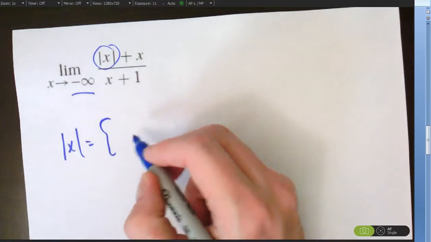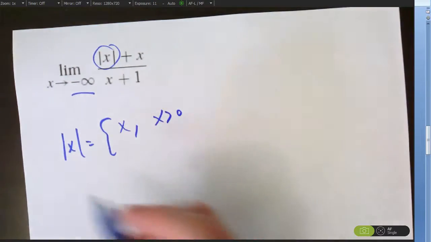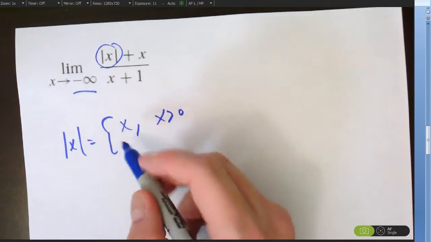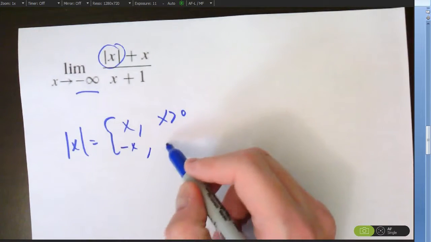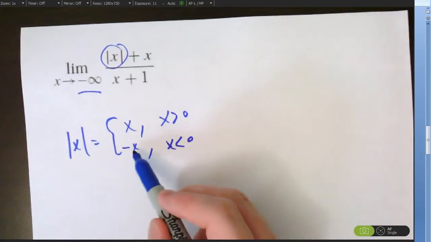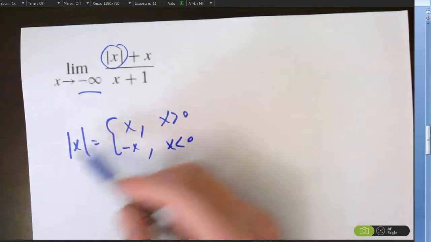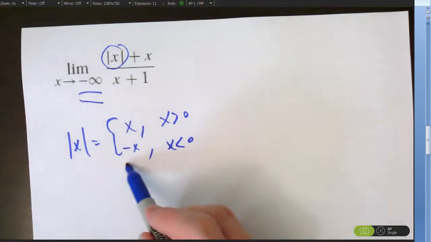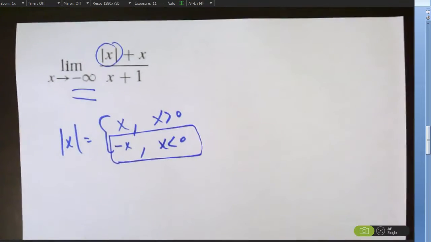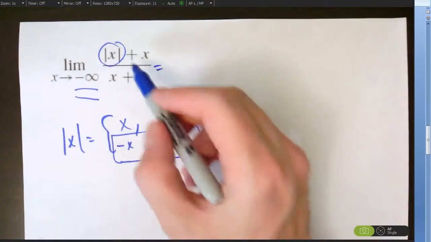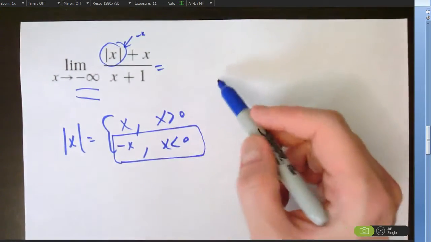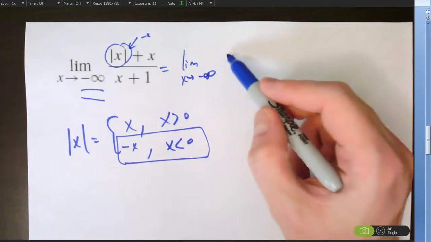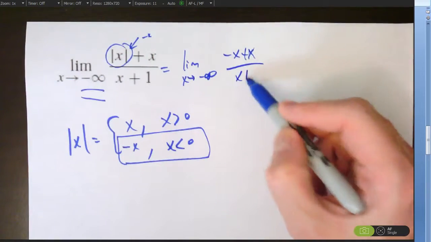The absolute value function is x if x is greater than 0, because if you take the absolute value of 7, you just keep 7. Now if it's negative, like negative 3, you do the opposite of x, because the opposite of negative 3 is positive 3, because the key is we want the absolute value to always be positive. Since we're looking towards the left, we're working with this form of the absolute value function, so I need to replace this with negative x. So the limit as x approaches negative infinity of negative x plus x over x plus 1.